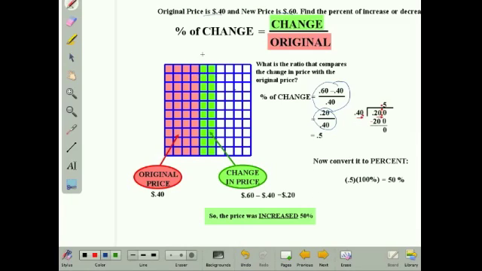This is essentially a visual presentation. Here's my original, which is 40 units. My change is 20, since 60 minus 40 is 20. So we've essentially increased by 50%.